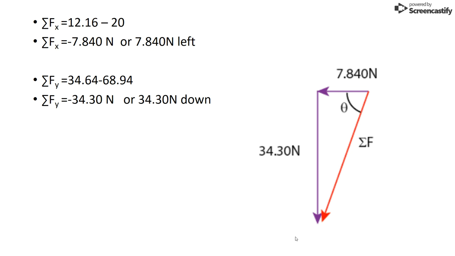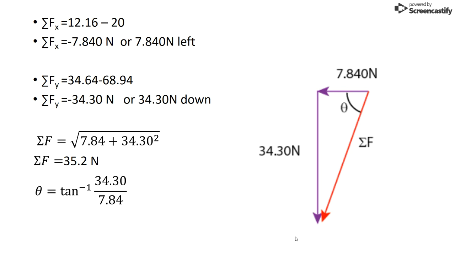The resultant is just a way of saying the total value from combining various vectors. So we would simply use Pythagorean's theorem to find the magnitude of that resultant or net force. And we would get 35.2 newtons, rounding to 3 sig figs. And then we'll use trig to find theta. I neglected to do the algebra here, but tangent of theta would be equal to opposite over adjacent. So tan theta equals 34.30 over 7.84.